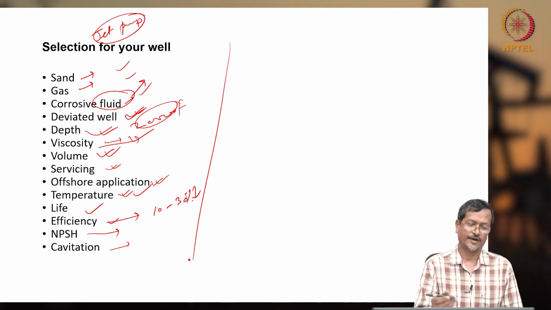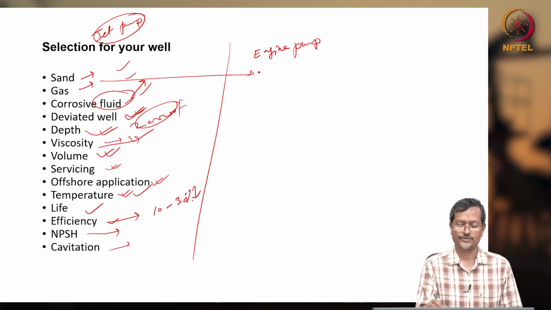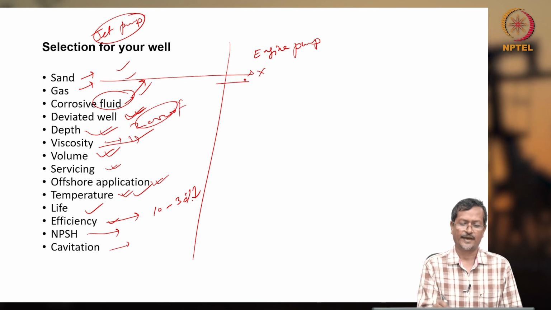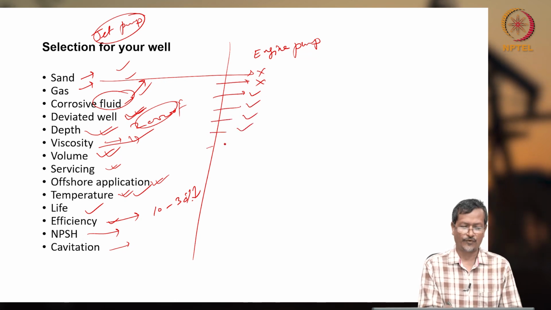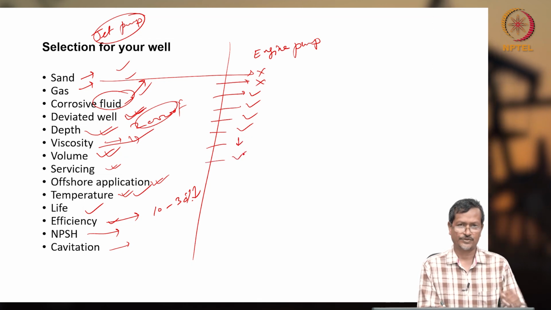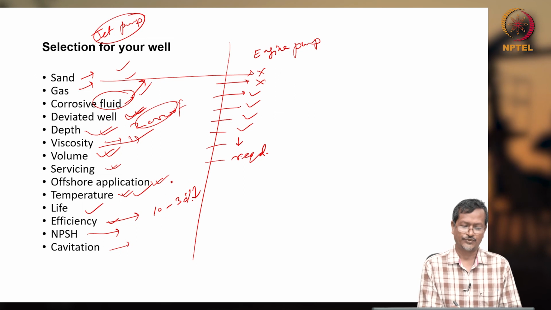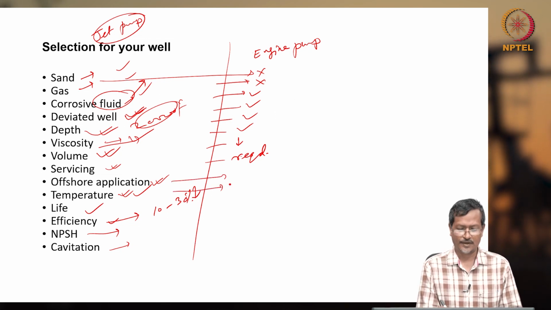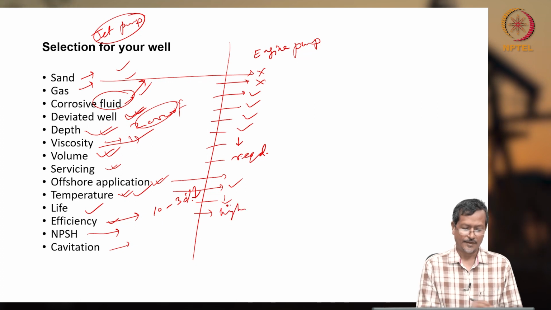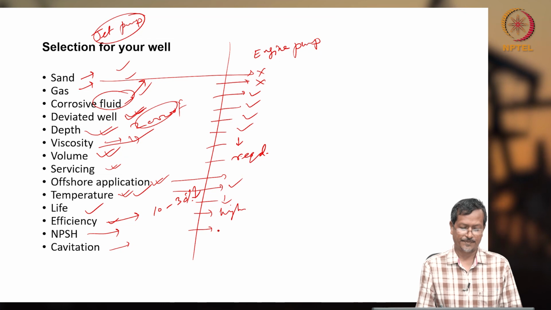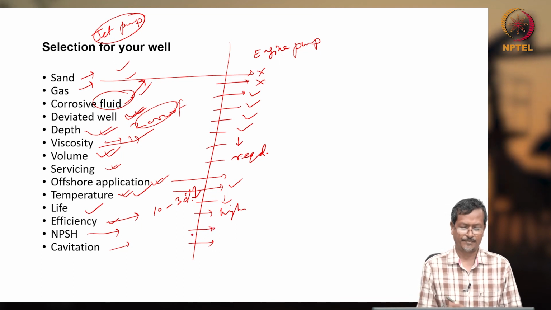But if you consider the same thing for a hydraulic engine pump: sand is not good, actually a small amount of sand is okay, but normally it's not good. Gas, no. Corrosive fluid, okay. Deviated wellbore, okay. Depth, okay. Viscosity, okay. Volume, low. Servicing may be required, because a moving element is there. Offshore application may be possible. Temperature, okay, high temperature also no issues. Life is lower, actually. Efficiency can be higher. NPSH, it also needs some, and cavitation may not be there because it is a low flow rate pump, but some inlet pressure is required.